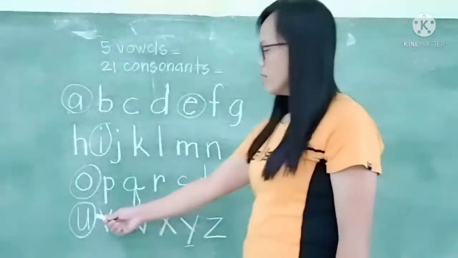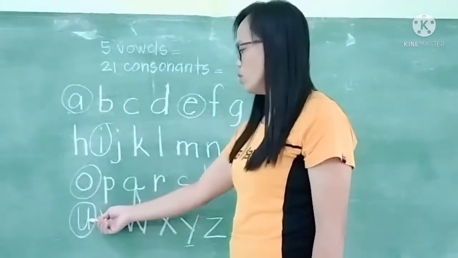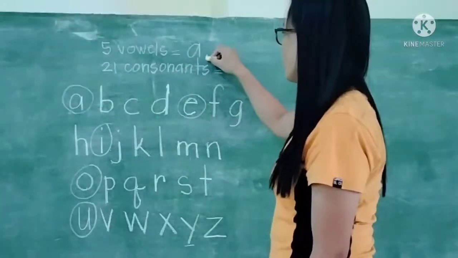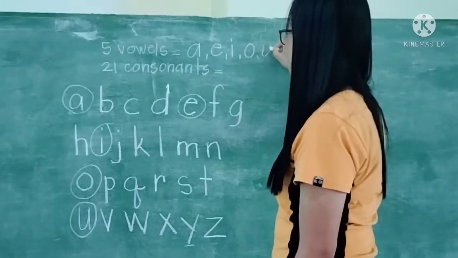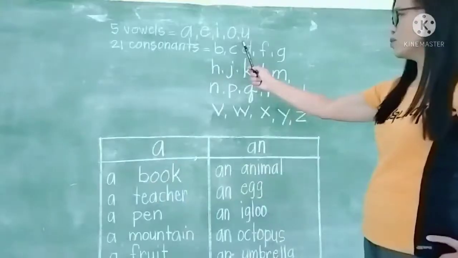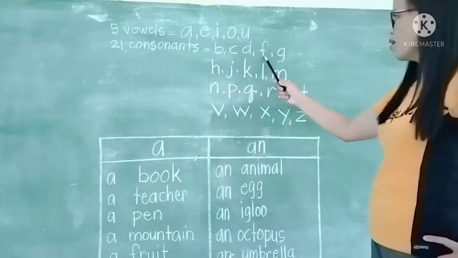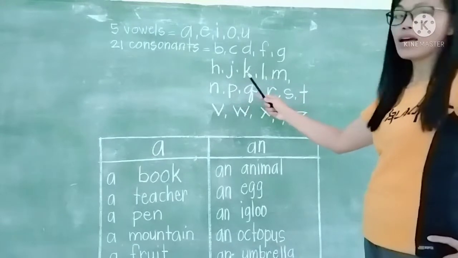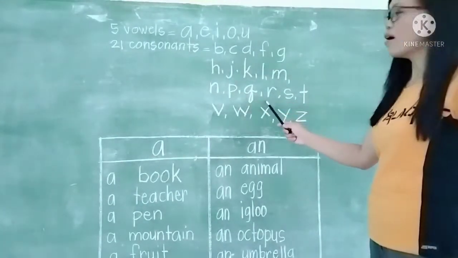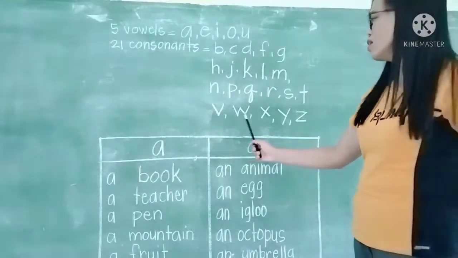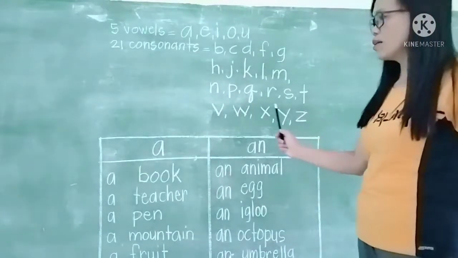So this A, E, I, O, and U are called the vowels. And the 21 consonants are B, C, D, F, G, H, J, K, L, M, N, P, Q, R, S, T, V, W, X, Y, and Z. So those are the 21 consonants.